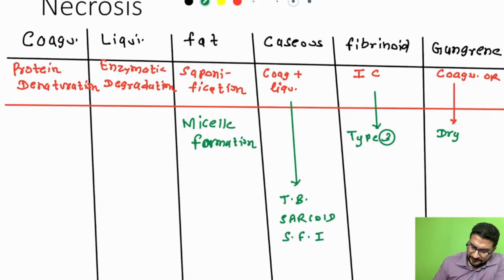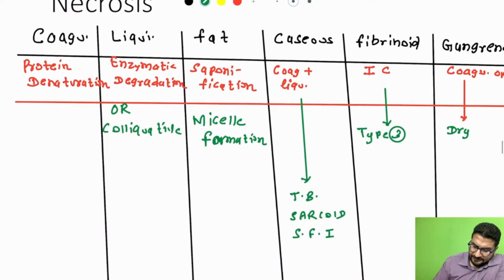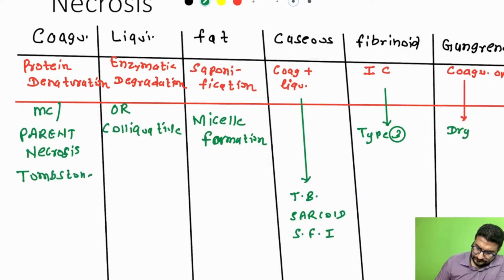If you talk about liquefactive, you have to remember its other name. We call this colliquative necrosis. And coagulative is the most common type, and we also call this parent necrosis. Then you can notice a few more features in coagulative. You will notice tombstone pattern, and you can notice ghost bodies.